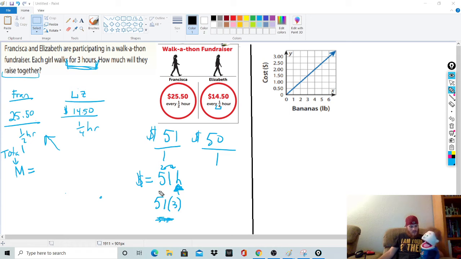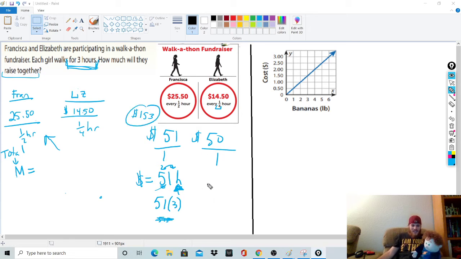When they're next to each other like that, it means multiplication. This is called the coefficient. The coefficient, the number next to the variable, is what you multiply by. Multiply it by the number next to it. You guys got it? So I'm going to do 51 times 3, which is 153. So she raised $153.